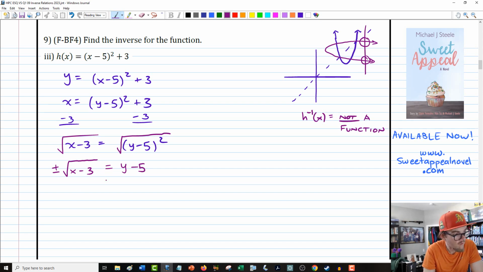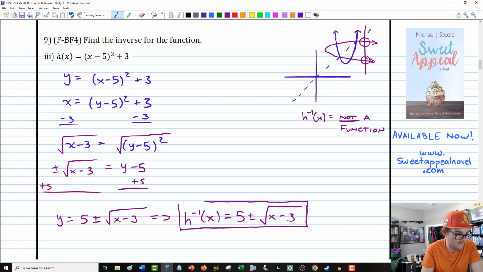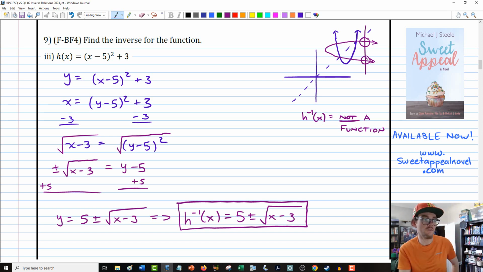Now, that's not the end of the world, because by adding 5 to both sides, we can actually navigate this really quickly. We'll get that y is equal to 5 plus or minus the square root of x minus 3, and that's going to give us our inverse here. We're going to get h inverse of x is equal to 5 plus or minus the square root of x minus 3. So that's the answer I would express if I was you, and that's what I'd be looking for if I gave this problem to my students.